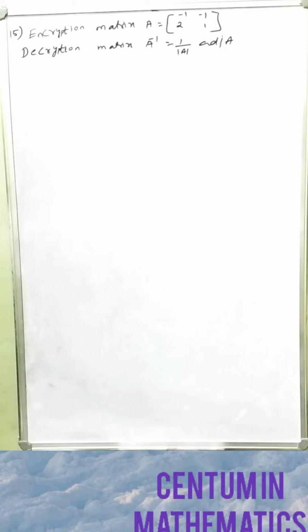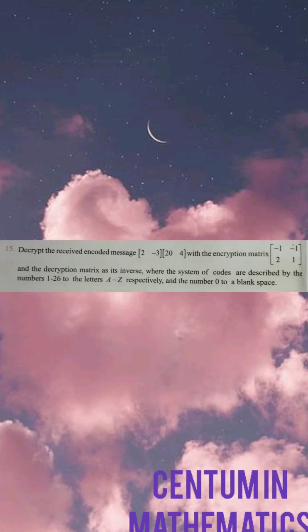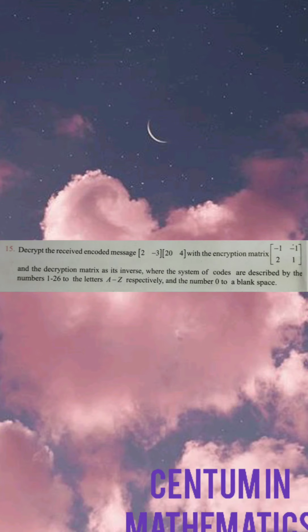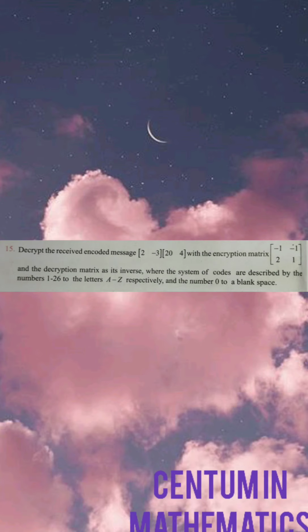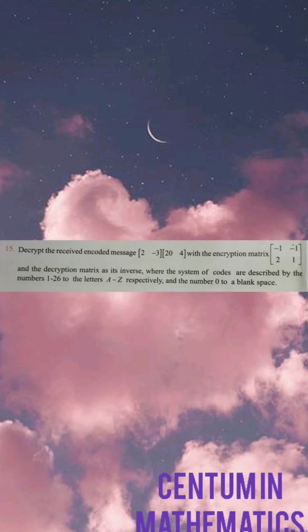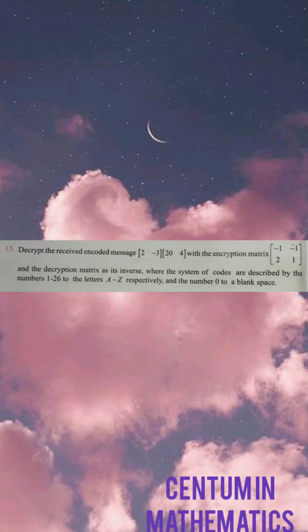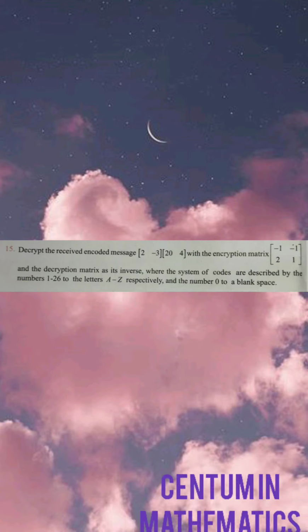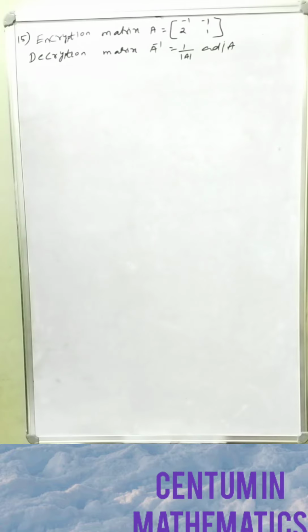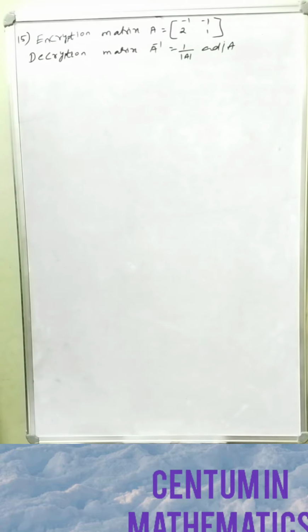The last one is question number 15, descriptive. The received encoded message is a 2 by 3 matrix, and a 2 by 4 matrix, with the encryption matrix, a 2 cross 2 matrix, minus 1, minus 1, 2, 1, and the decryption matrix is its inverse. The system of codes is described by the numbers 1 to 26 for the letters A to Z respectively, and the number 0 for a blank space.